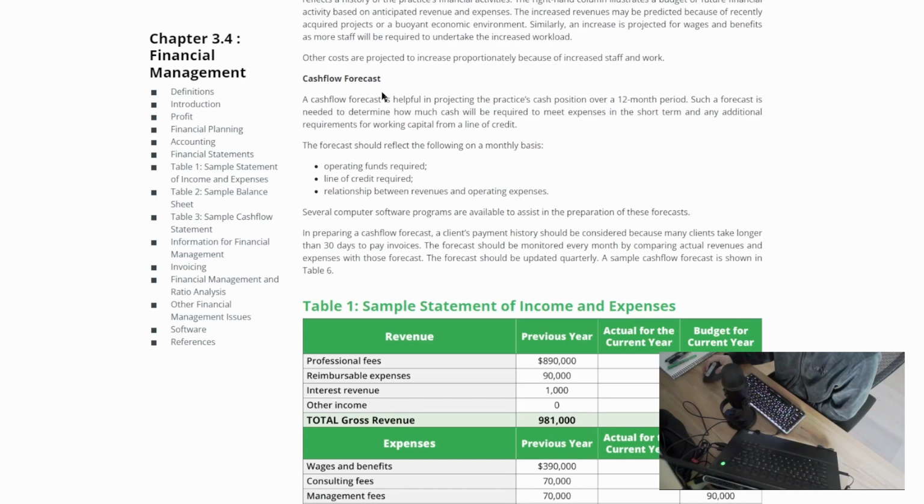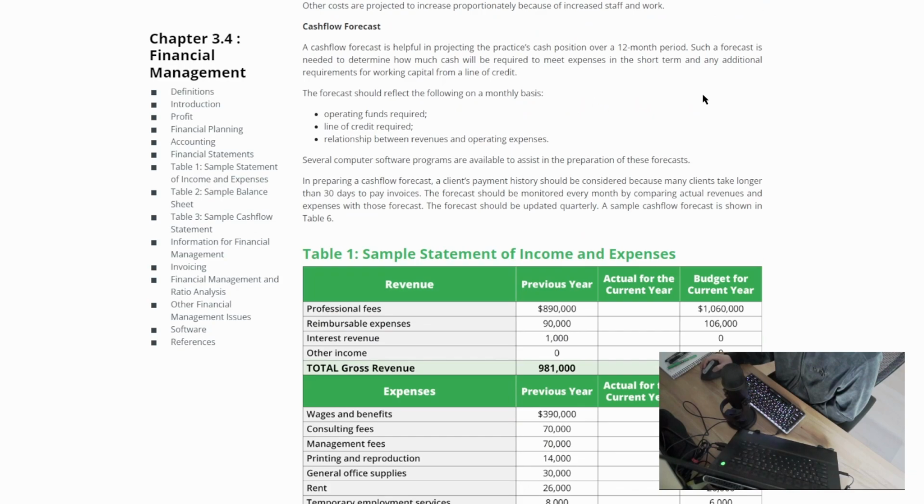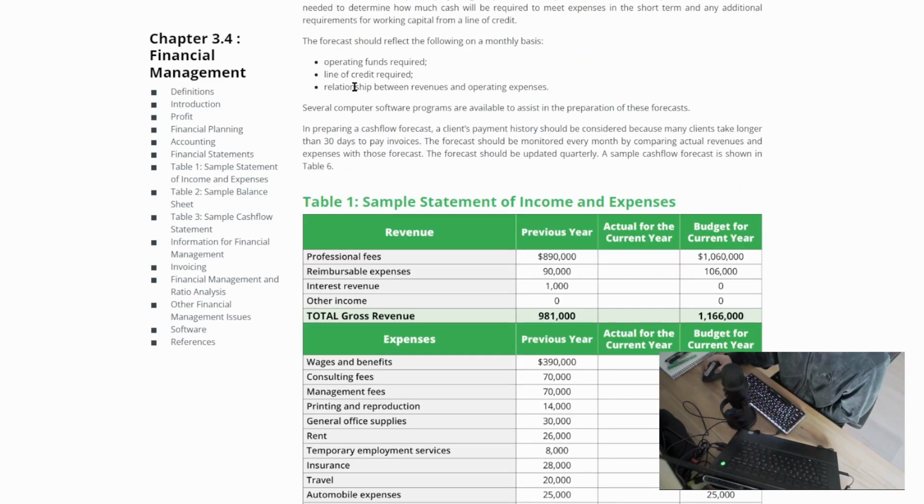Cash flow forecast. A cash flow forecast is helpful in projecting the practice's cash position over a 12-month period. Such a forecast is needed to determine how much cash will be required to meet expenses in the short term and any additional requirements for working capital from a line of credit. The forecast should reflect the following on a monthly basis: operating funds required, line of credit required, relationship between revenues and operating expenses. Several computer software programs are available to assist in the preparation of these forecasts.